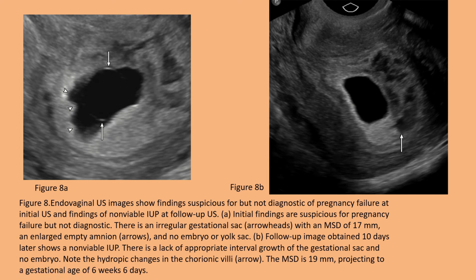At follow-up ultrasound, initial imaging is suspicious for pregnancy failure but not diagnostic. There is an irregular gestational sac with mean sac diameter 17 mm and enlarged empty amnion, and no embryo or yolk sac. Follow-up images obtained 10 days later show non-viable intrauterine pregnancy, with a lack of appropriate interval growth of the gestational sac and also no embryo. Note there are hydropic changes here in the chorionic lining.